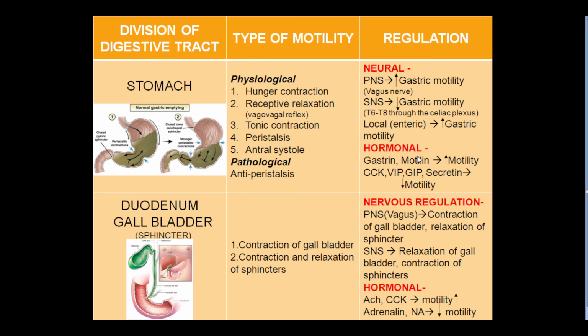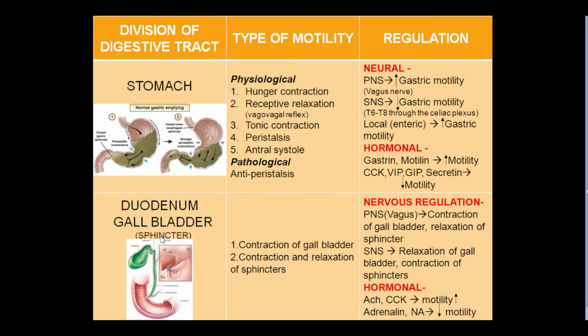As for the humoral control, we have gastrin, and the strongest and the most influential is motilin. They will increase motility. And hormones which are produced by the intestine will decrease the motility. So this is as for the stomach. Now, talking about the duodenum or the gallbladder.